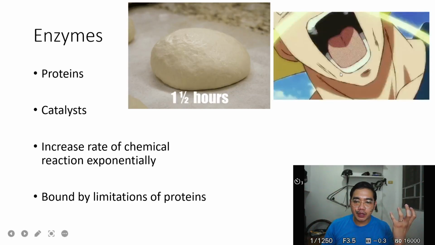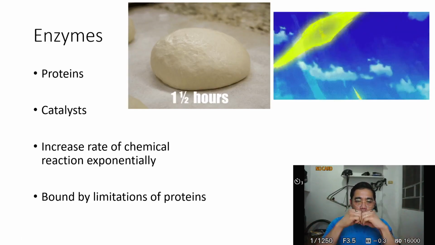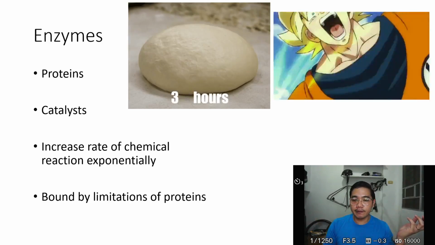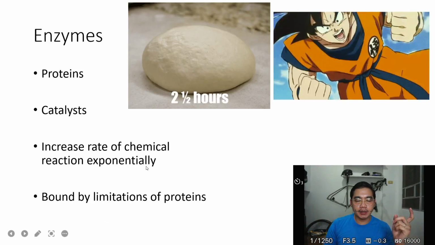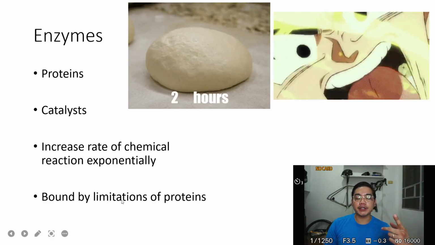Like Goku, Super Saiyan. Wah! So what happens to chemical reactions when enzymes are present? It becomes very strong, and it's very fast. So it increases the rate of the chemical reaction exponentially by 10. But it is bound by the limitations of proteins.